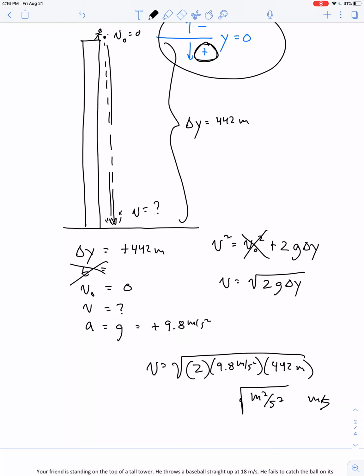Grab your calculator, play along at home. 2 times 9.8 times 442. Take the square root of all that, and we get about 93 meters per second. Now in this case, when we take the square root, the answer could be positive or negative, but of course we know that it's going to hit the ground traveling downward, so we select the positive result.